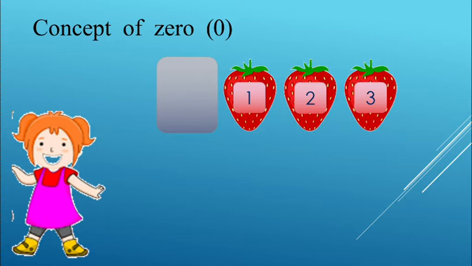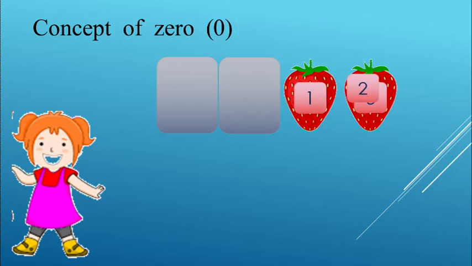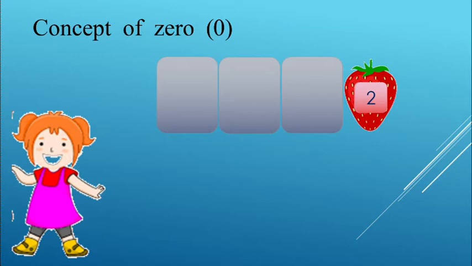Now this little girl eats another strawberry. Now let's count the number of strawberries left. 1, 2. So there are 2 strawberries left. The little one eats one more strawberry. So we have 1 strawberry left. The little one eats this strawberry also. So there are 0 strawberries left with her. So this is the 0 concept.